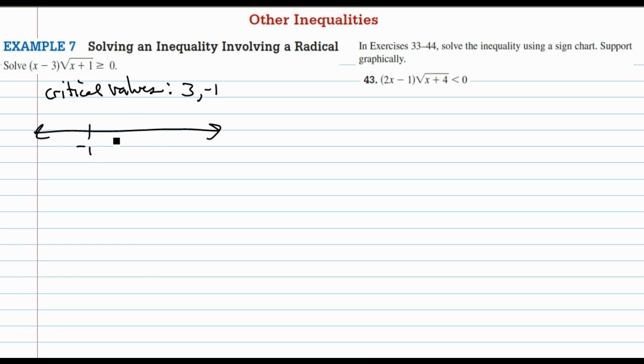I'm going to put negative 1 down and then 3 down. Now I'm going to use a set of parentheses to represent the square root. Now, if I pick a number to the left of negative 1, so let's say negative 5, negative 5 minus 3 will be negative. Negative 5 plus 1 will be imaginary. So this will have no graph.